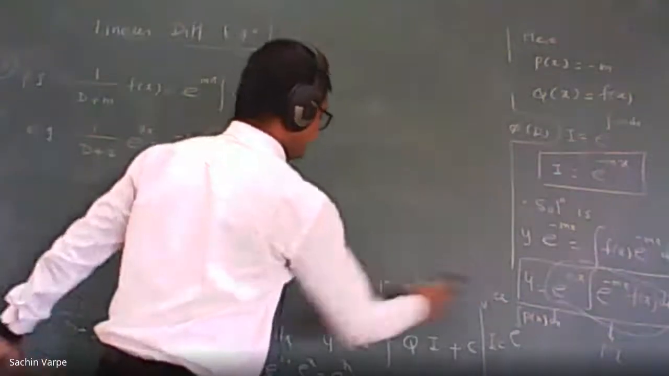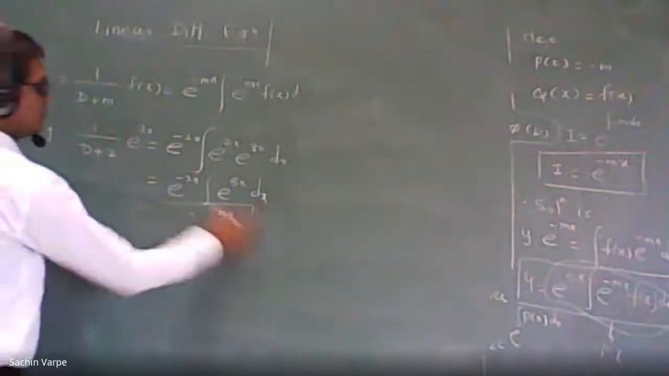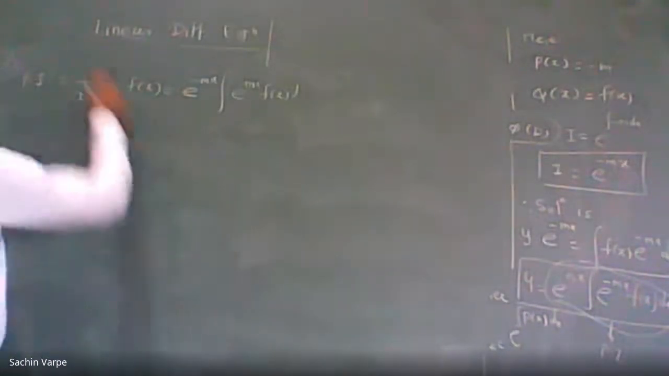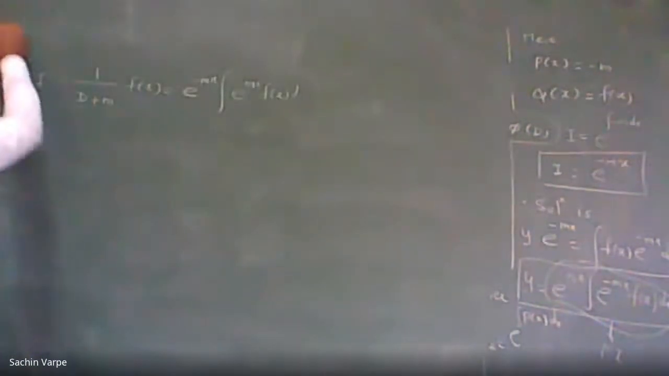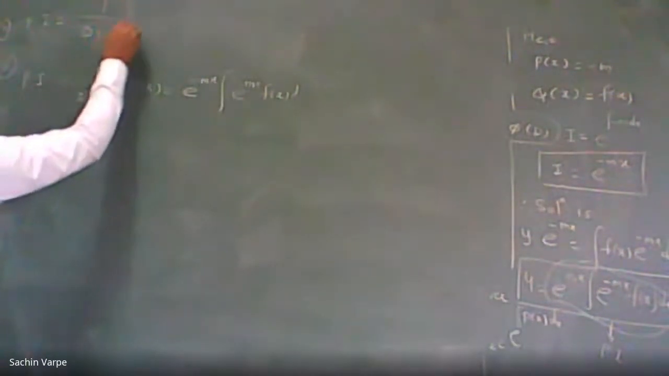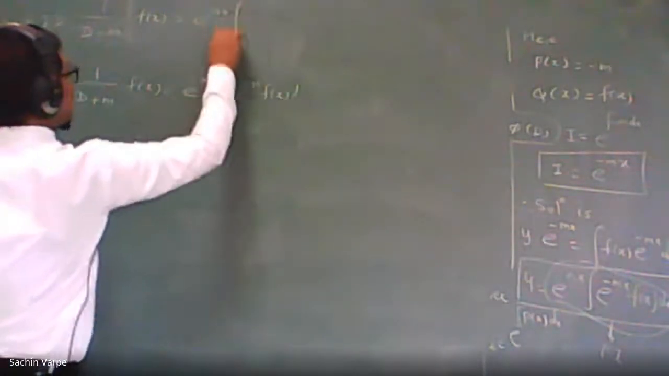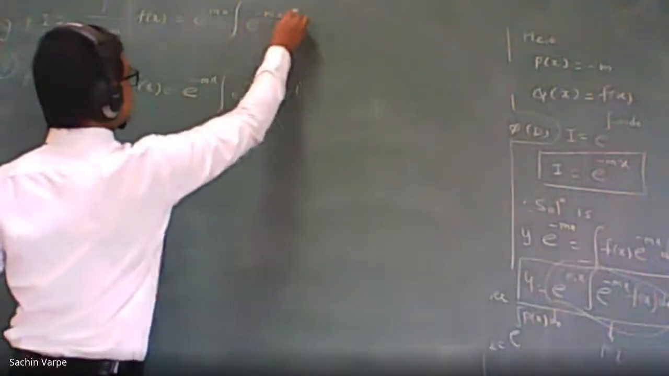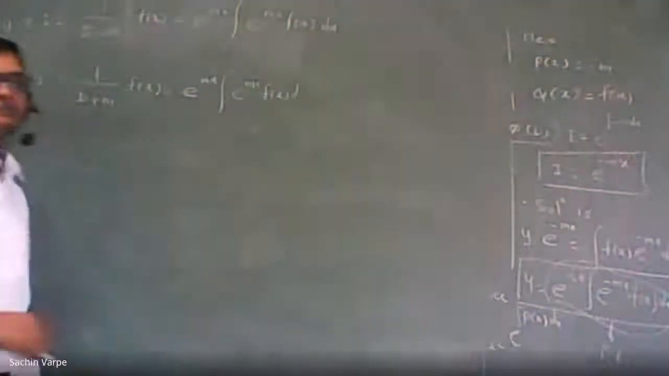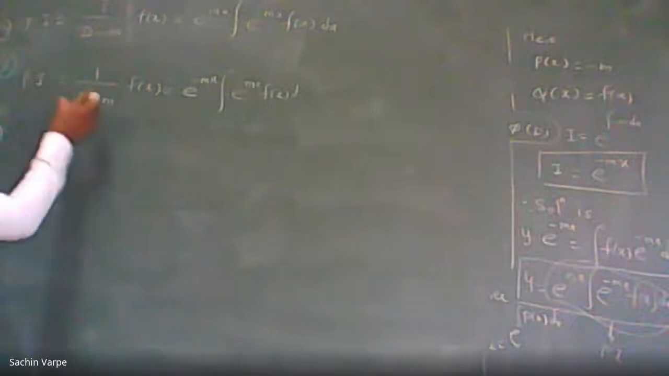So what was the first formula? The first formula was PI is equal to 1 upon d minus m into f of x, that is equal to e raised to mx integration of e raised to minus mx f of x dx. Okay. And now the third one is for a second order differential equation. I'm not going to write the second order and those two factors. I'm directly writing the formula now.